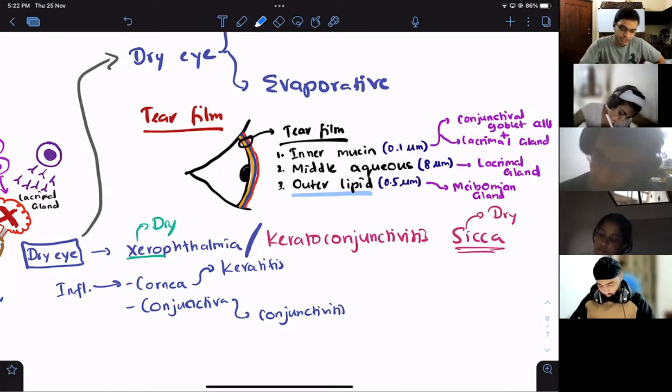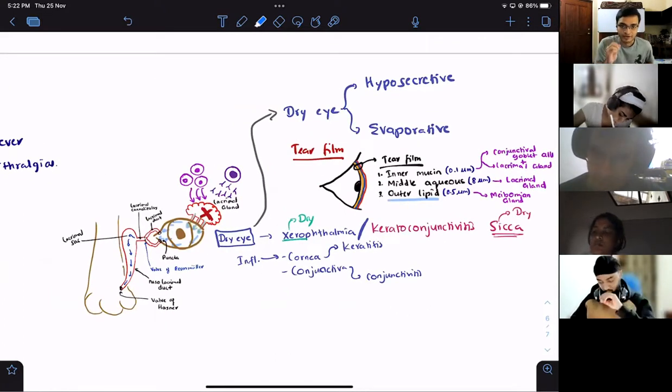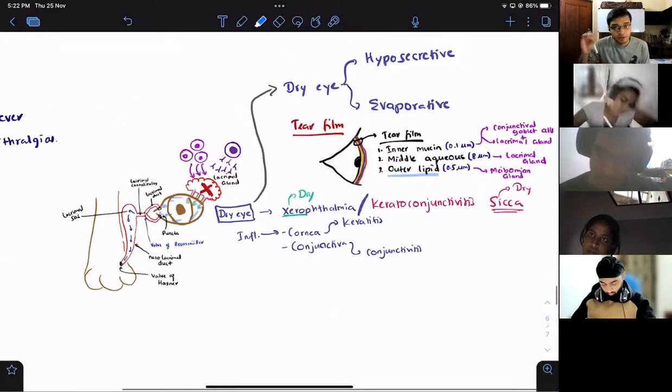So just know, this is some extra knowledge for you all. The dry eye is a hyposecretive form when it comes to keratoconjunctivitis sicca, or when it comes to Sjogren's. Xerophthalmia, basically. So that is about the physiology part.